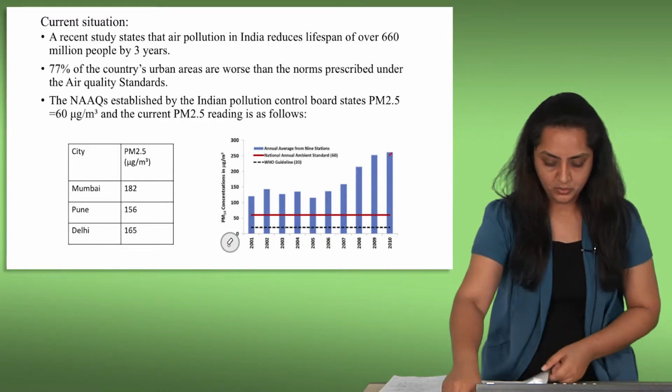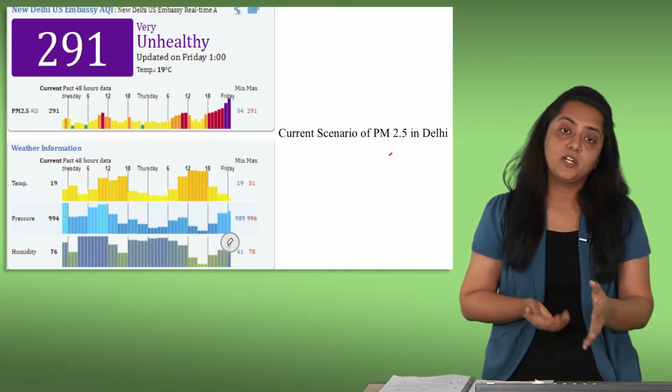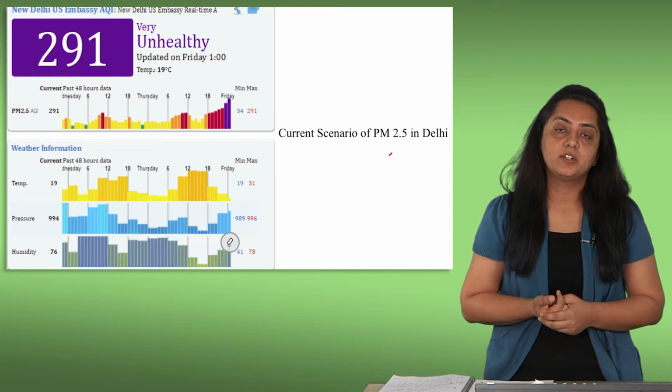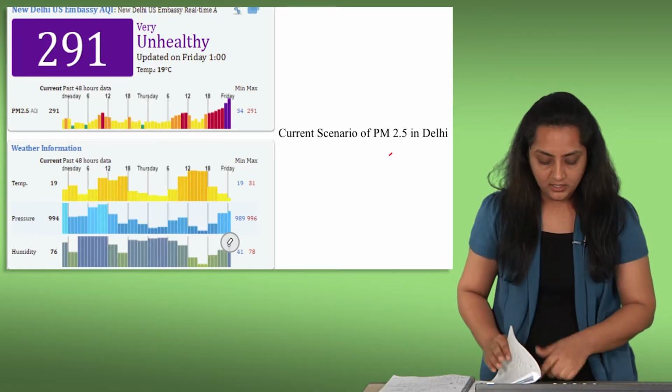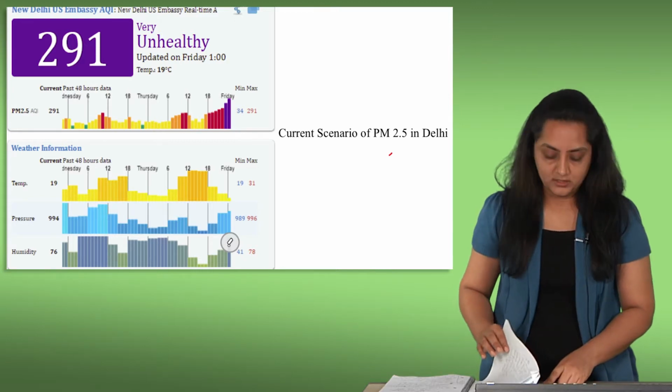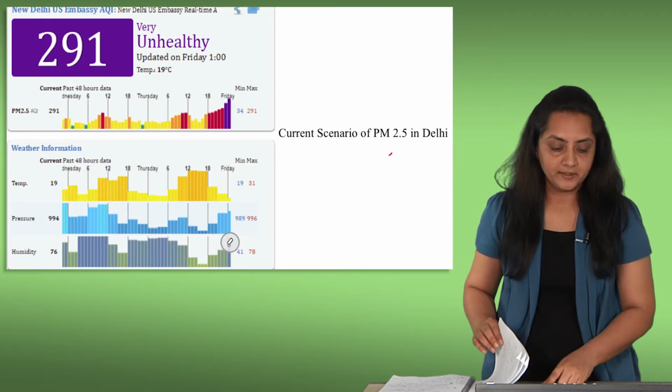We have also a very recent image of the last 48 hours of PM2.5 recorded in New Delhi, which is around 291, which is very unhealthy. So the air quality is still bad, but governments are taking initiatives to make it better.